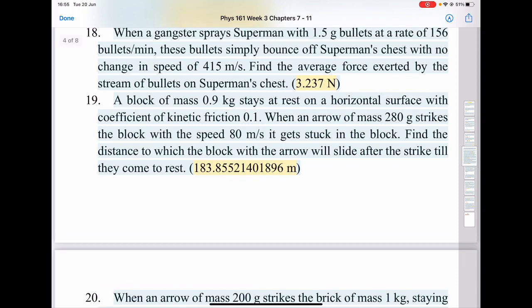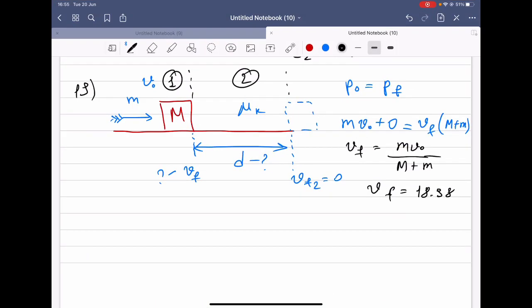Okay, so all the data is given here. So the final velocity becomes this 1 meter per second. Now we have to consider particularly this part. What's happening there? In this part, which is part 2, we have to use conservation of energy, which is energy initial is equal to the energy final. Initially, what we have is this kinetic energy.